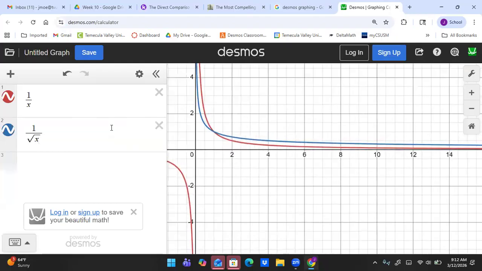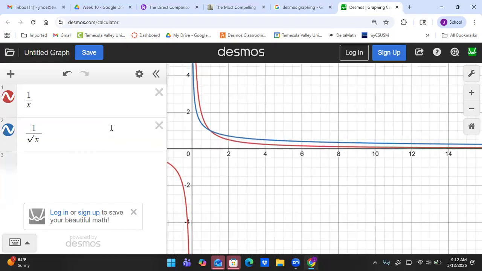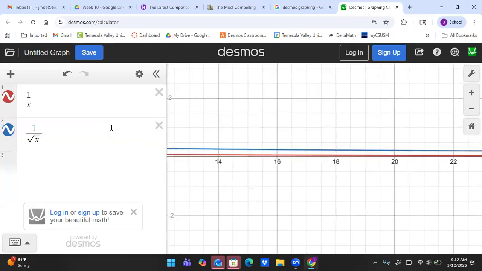So I've graphed 1 over x and 1 over square root of x, just in case you want this to make more sense to you. The behavior of the functions is very similar, so it's okay to compare it to 1 over n. It's not like I'm comparing it to a log or something crazy different. Okay. Do your math.